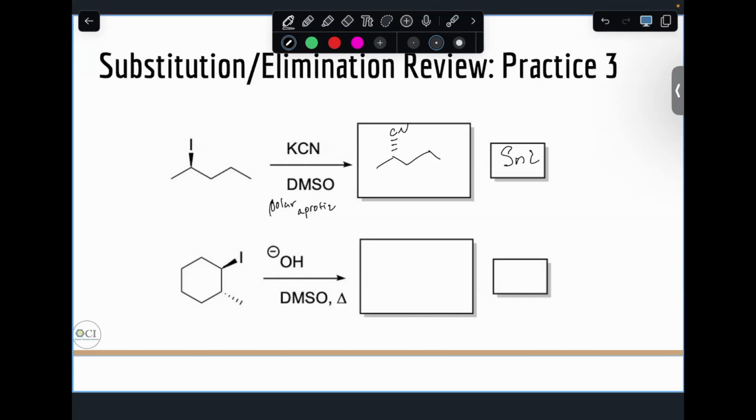What about for the second one? What type of reaction will that do? Yes, E2. Remember, RO minus will always do some type of E2. And because we have that heat, we know it's definitely going to do E2.